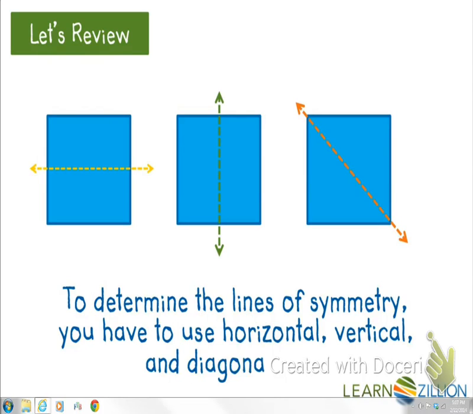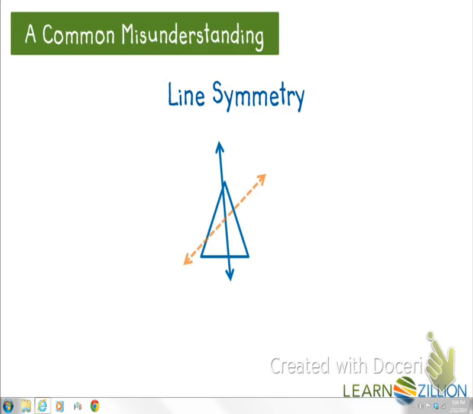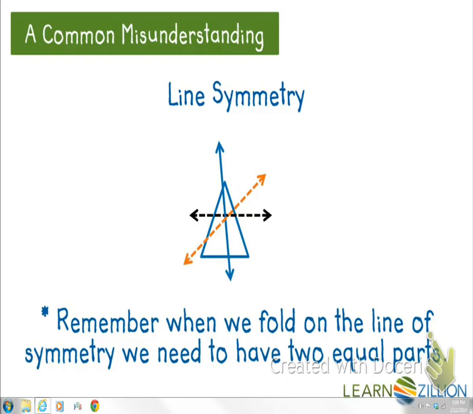Now, a common misunderstanding that we sometimes face is that at times when we're told to find the line of symmetry, the line is placed anywhere on the figure. What's important to remember is that when the figure is folded, there has to be matching parts. Otherwise, the line is not the line of symmetry.